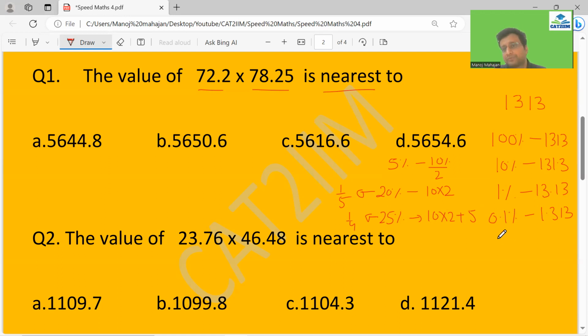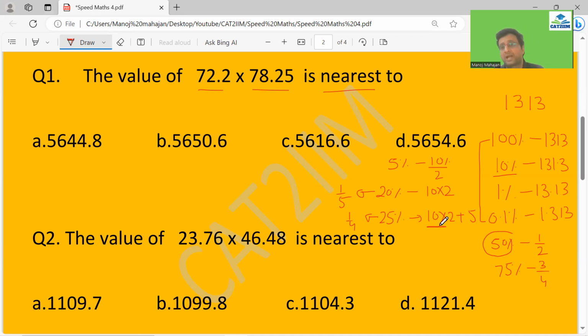Similarly, if I go further, 50% if I wanted to calculate in a problem, I would calculate 1 by 2. 75% if I want to calculate, I would look at 3 by 4. I can definitely use these numbers also like 50%, 10 into 5 I can do. 75%, what I can do, 50 plus 25 I can break. So already told you 50%, how you can figure out, 10 into 5. 25 would be nothing but 10 into 2 plus 5.